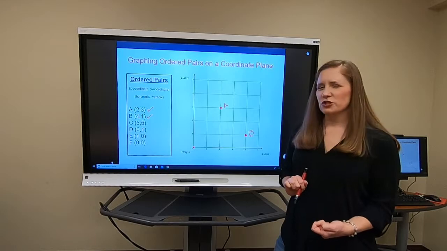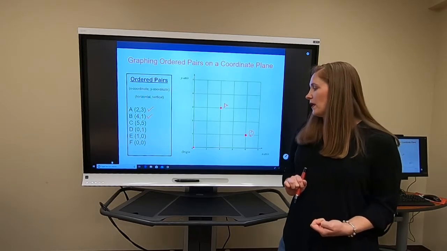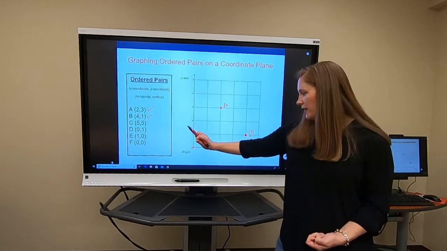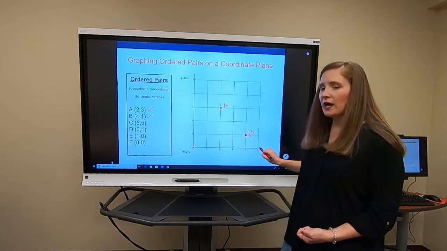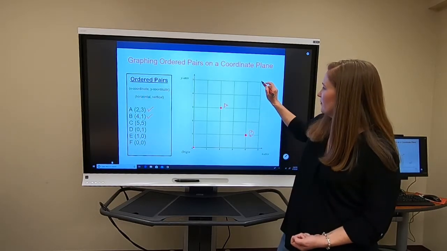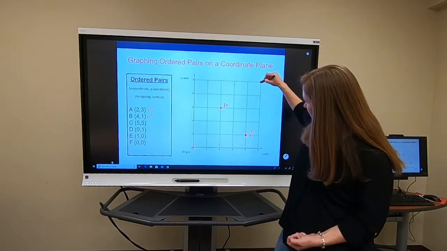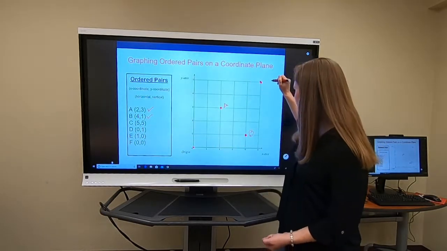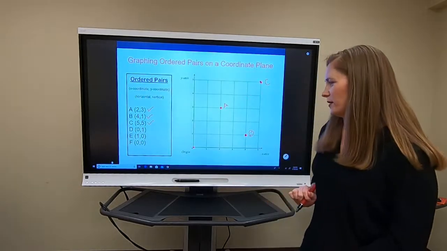And I want you in your mind right now to try C. See if you can figure out where it is before I start. Okay, so I'm going to start where? I'm going to start at the origin and I move horizontally 5 and vertically 5. And so I am at the point right here at the edge, and that is point C. So we have labeled 3 of these points.